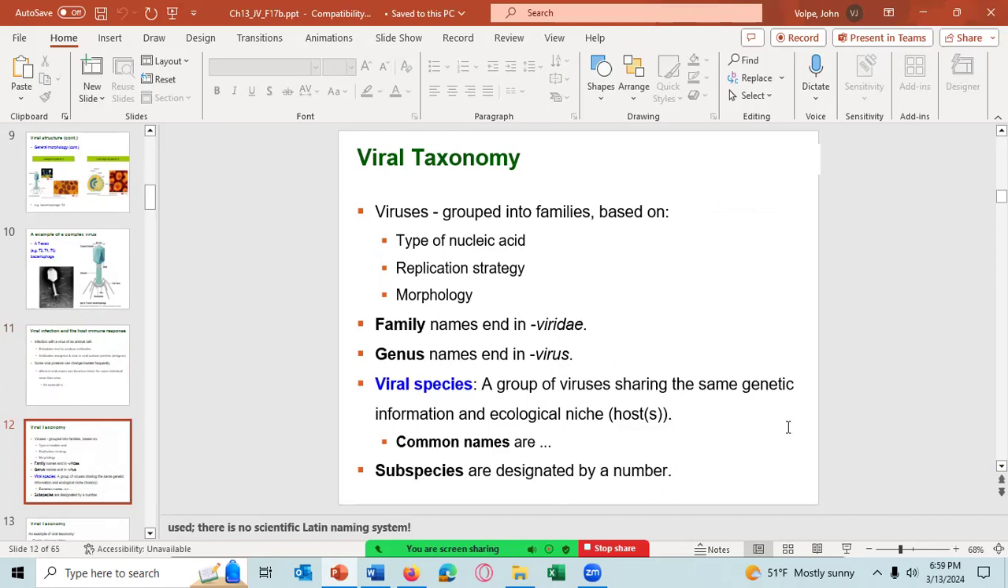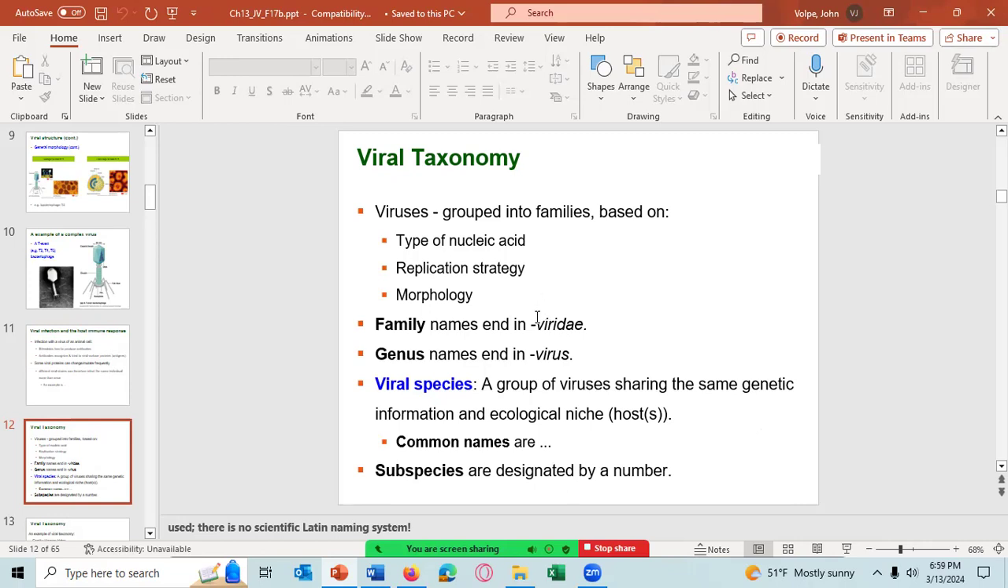You should know about viral taxonomy. We aren't able to group viruses into much above a family. You can group them into orders, but you can't group them much higher than that.